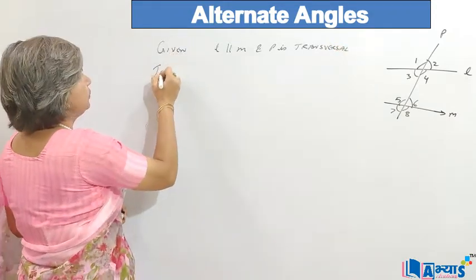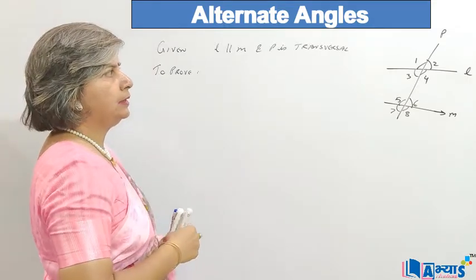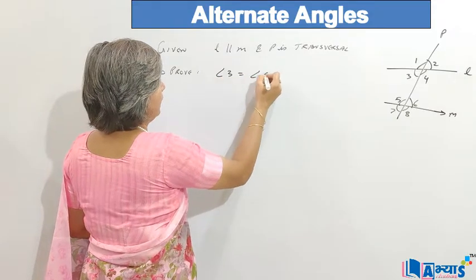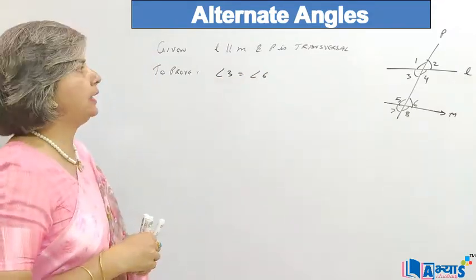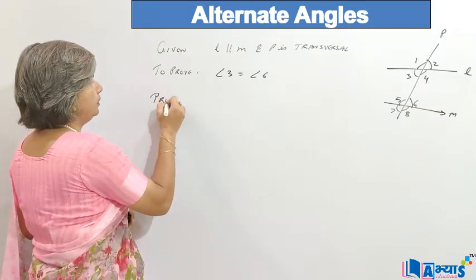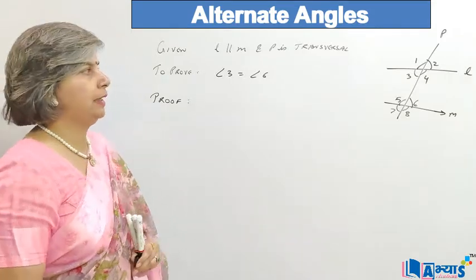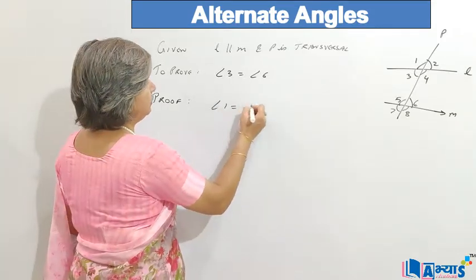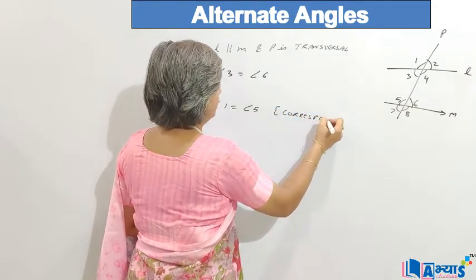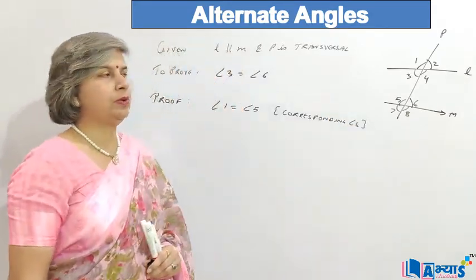We are supposed to prove that alternate angles are equal, so we have to prove that angle 3 is equal to angle 6. They are alternate angles and we have to prove that they are equal. So the proof will be from the axiom of corresponding angles. We know that angle 1 is equal to angle 5. They are corresponding angles. From the axiom, we know that the corresponding angles are equal.